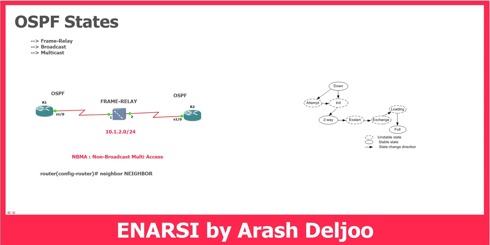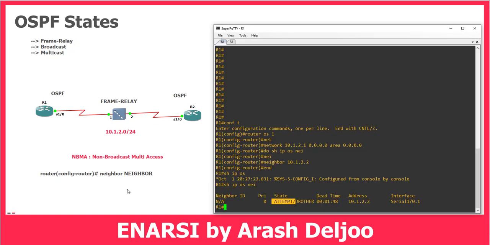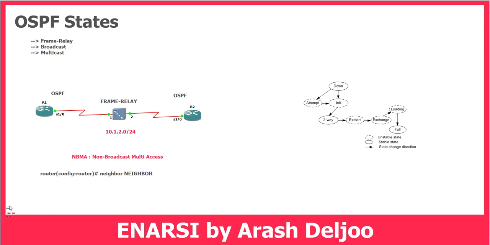Also, let me say that in non-broadcast multi-access networks, the default value of the hello interval and dead interval is different from the default value in other networks, such as point-to-point networks or broadcast multi-access networks. For example, here the hello is 30 seconds and the dead interval is 120 seconds. You know that by default in OSPF we use a hello interval of 10 seconds and a dead interval of 40 seconds, 10 and 40, but here we have 3 times that. Hello 30 seconds, dead 120 seconds.